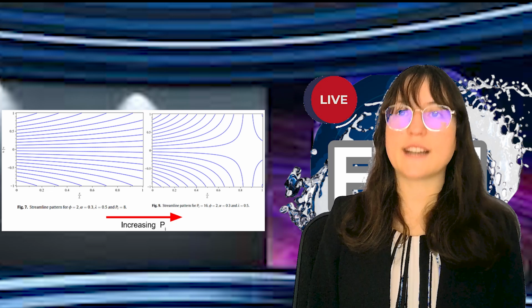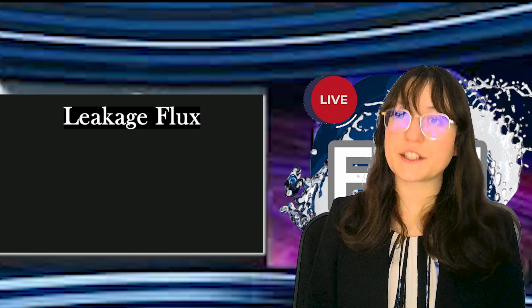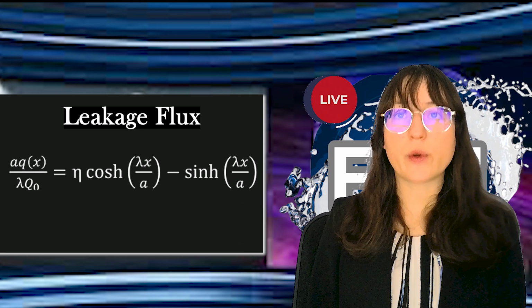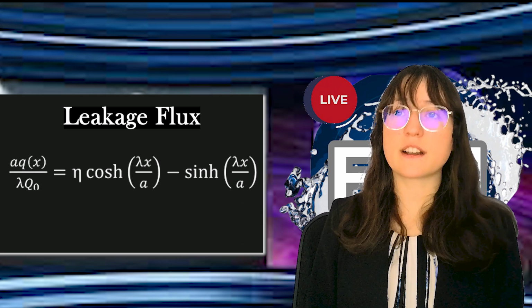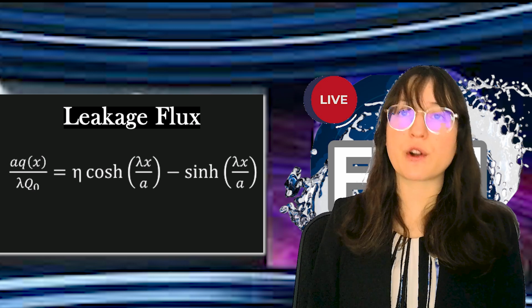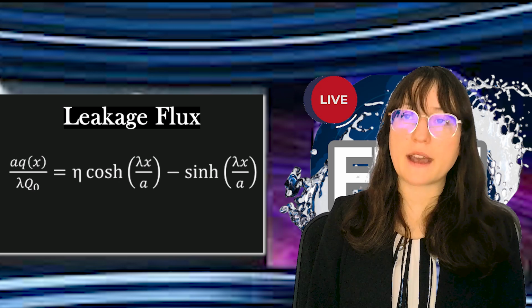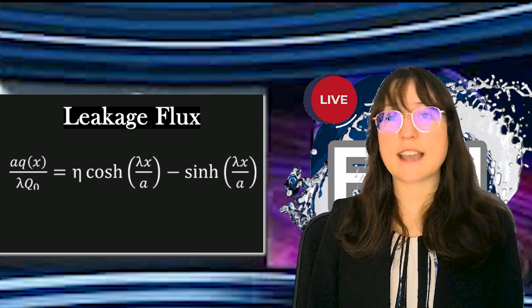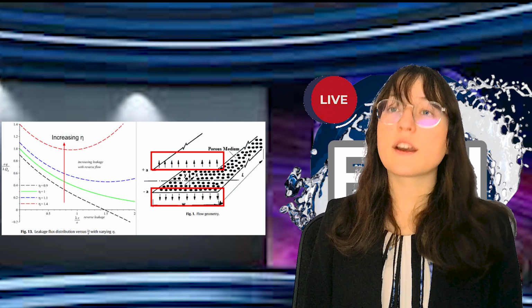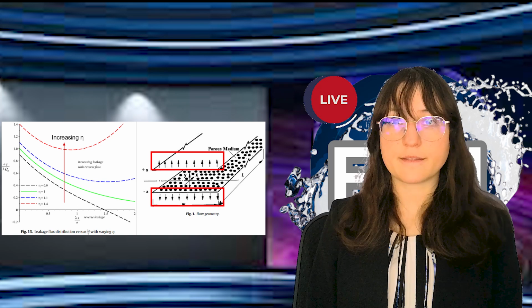I would also like to highlight the concept of leakage flux described by the equation here. Within this equation, we can see that the leakage flux also has a dependence on the same parameters as the axial flow rate and shares its strong dependence on the dimensionless eta number. The current figure illustrates that with increasing eta, increasing leakage is also seen.